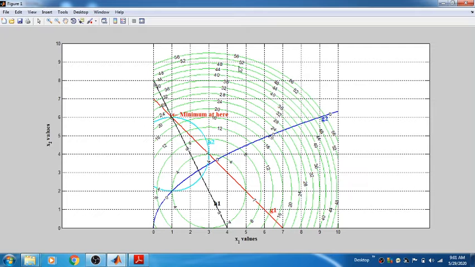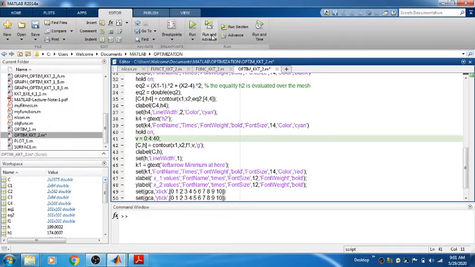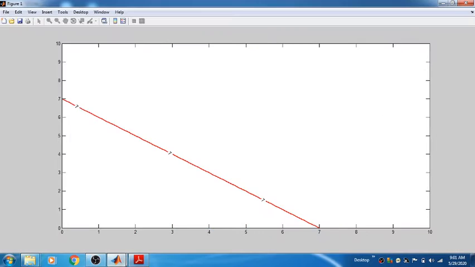That means this contour will be till 40. This will not go beyond this. This will not be showing. Let's run it again. You can see it.